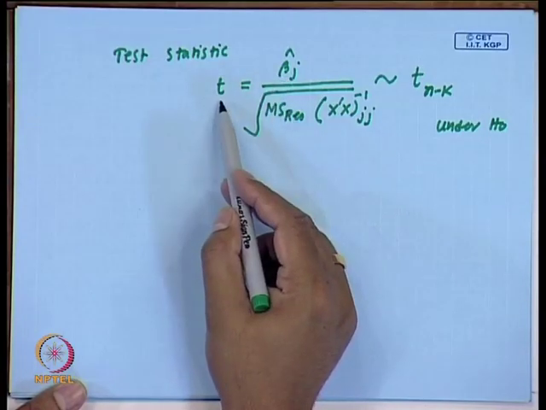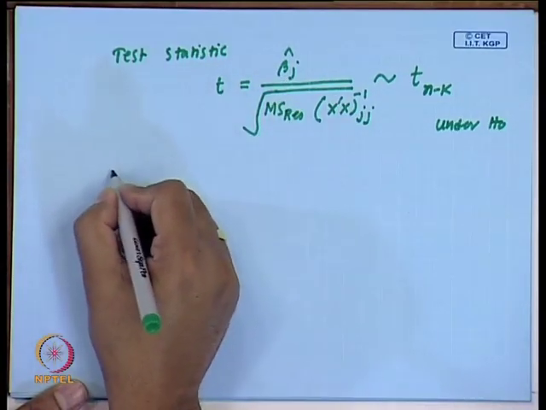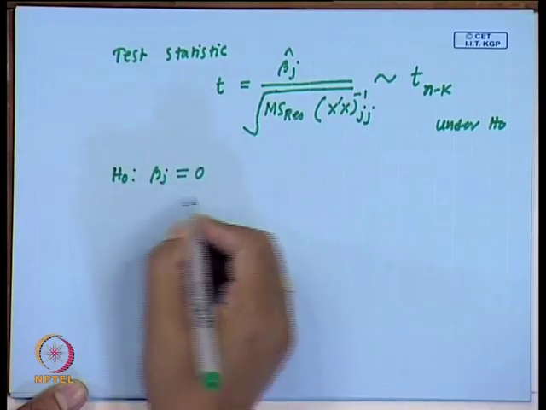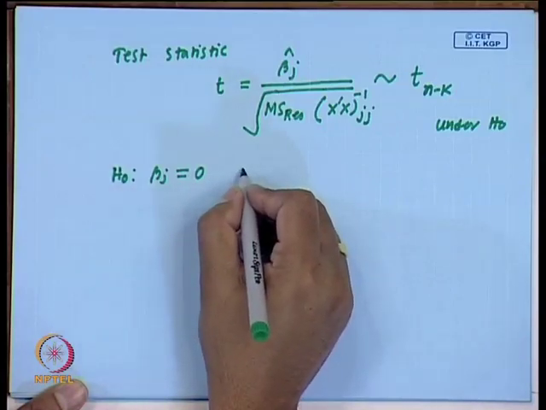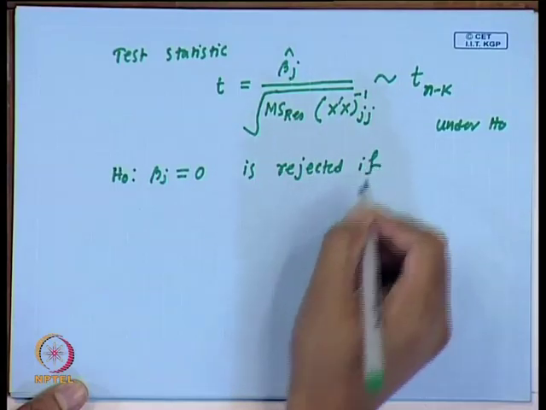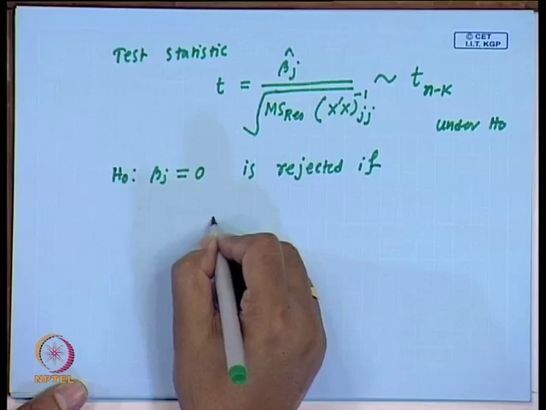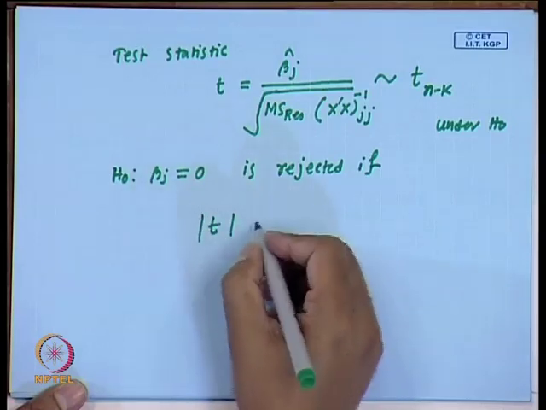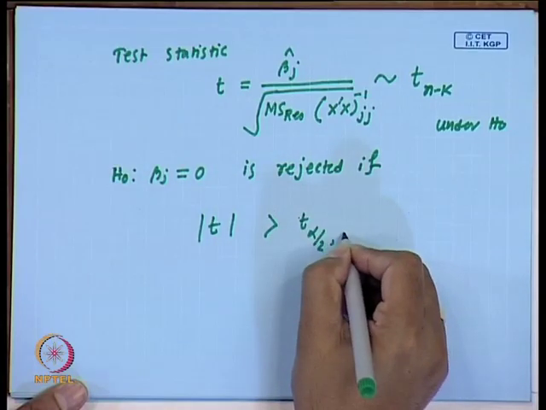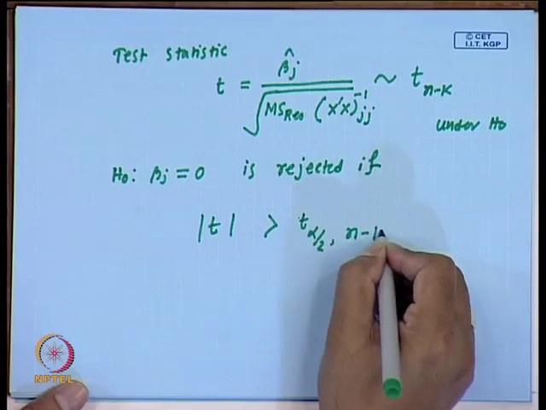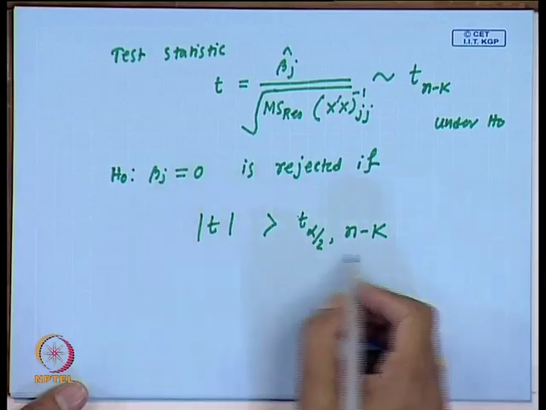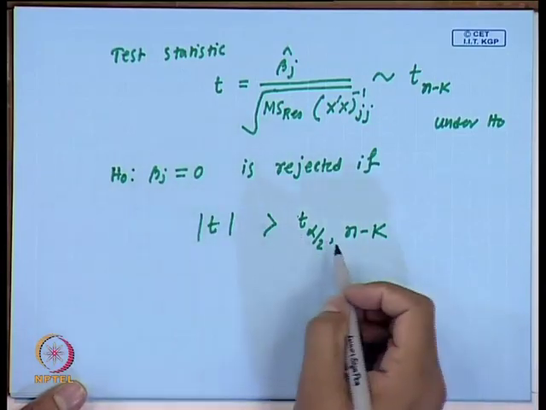And of course, we are going to reject the null hypothesis. So, H0, which says that beta j is equal to 0, is rejected if the t value is far from 0. If this t value is greater than t alpha by 2, n minus k, so this is the critical region to test beta j equal to 0.